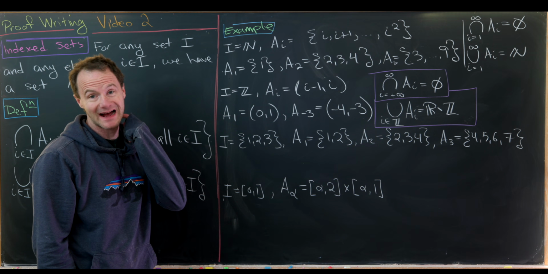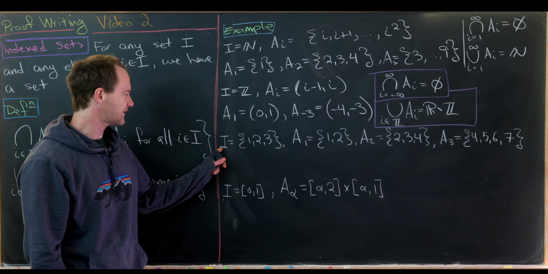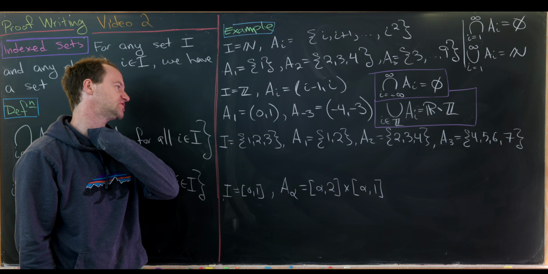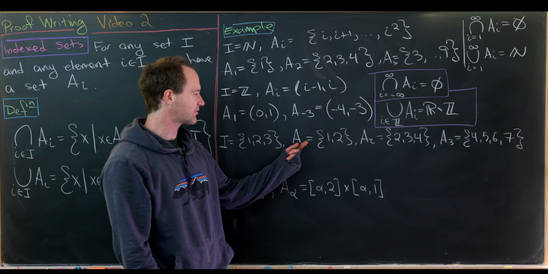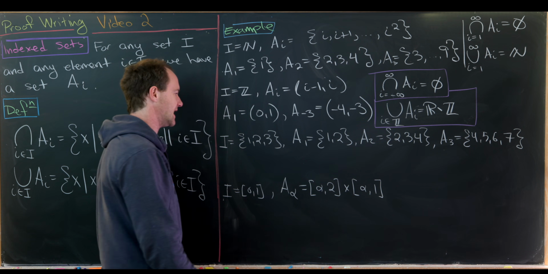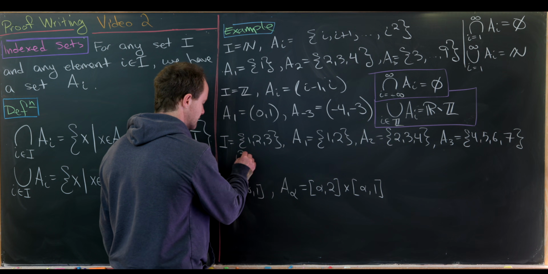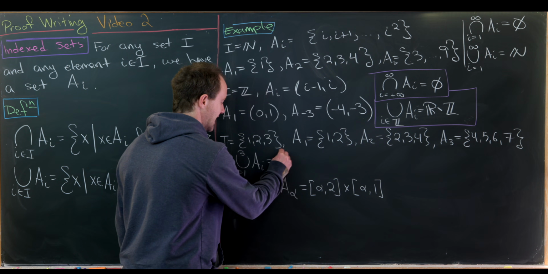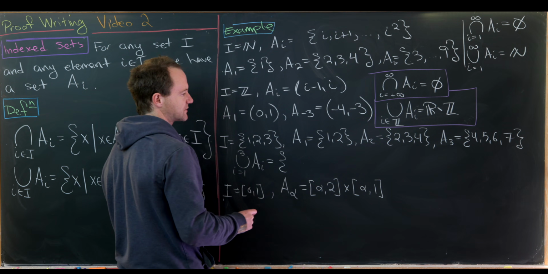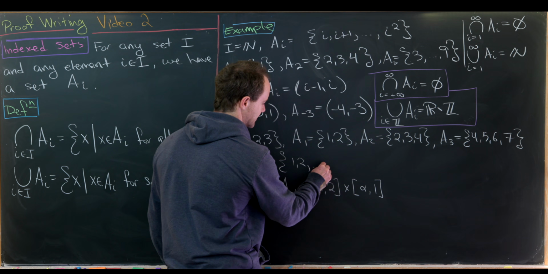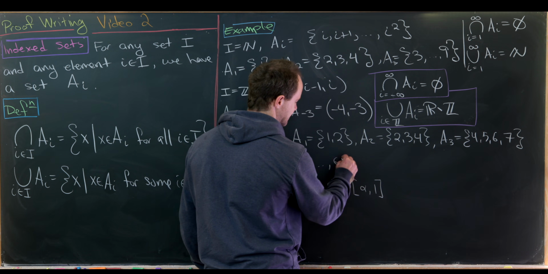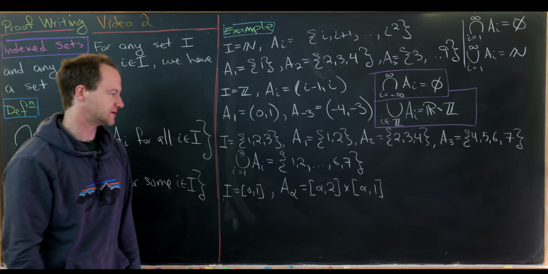Well, you could have a finite indexing set as well. What if our indexing set is the set 1, 2, 3? Then we've got three sets A1, A2, and A3. So let's notice in this case, the union from I equals 1 to 3 of A sub I, well, that'll just be the union of those three sets. I think that's going to give us the numbers 1, 2, 3, 4, 5, 6, 7, stop. So all of those numbers right there.